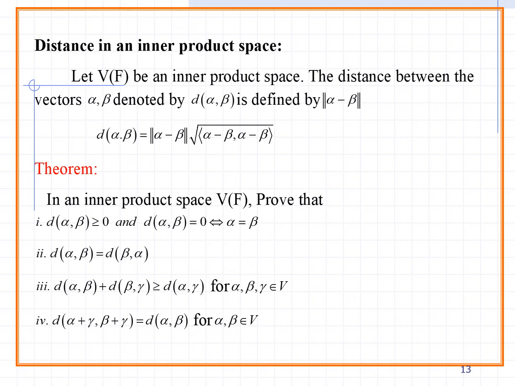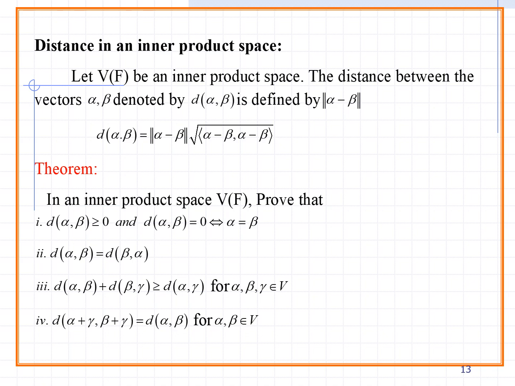So let us see distance in an inner product space. Distance between two points means the root over the second term minus the first term, whole square, the same property, the distance between points. Let V of F be an inner product space. The distance between the vectors alpha comma beta, denoted by d of alpha comma beta, is defined by norm alpha minus beta. Here the distance in an inner product space: d of alpha comma beta equals norm alpha minus beta. Otherwise it can be written as root over the inner product of alpha minus beta comma alpha minus beta.